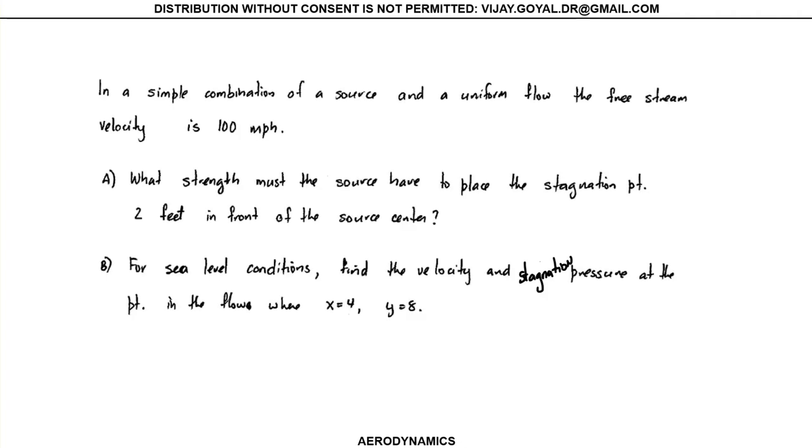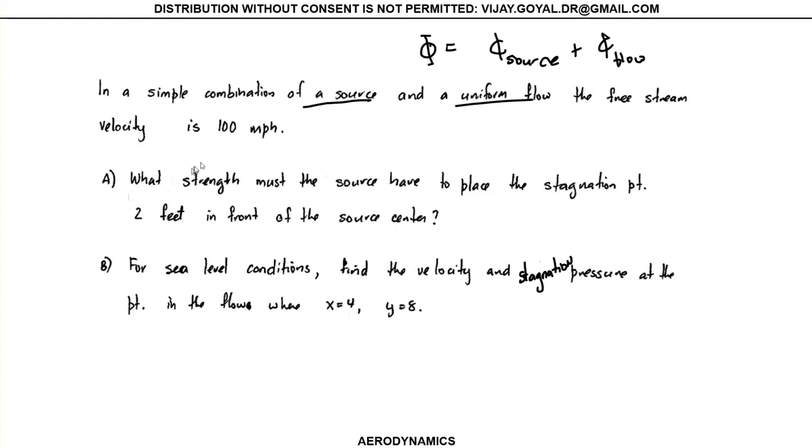So this is example number one for source potential. In this particular example, let's consider a simple combination of a source and a uniform flow. Now, the secret word is a combination. So you have the source and you have the uniform flow. So by this information, you already know that your total potential would be the potential of the source plus the potential of the flow. It's the combination of both.